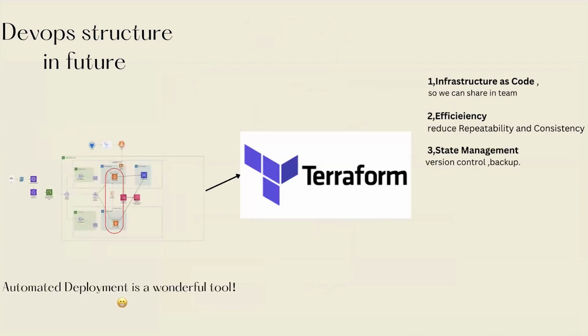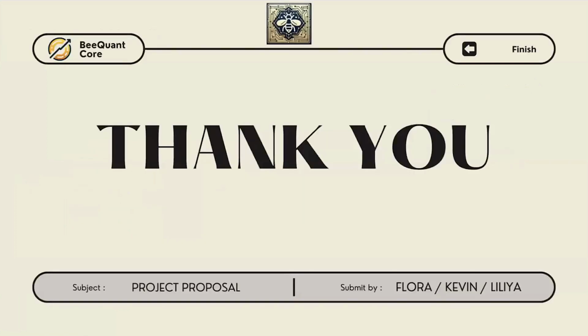And after all AWS jobs, we would deploy all AWS infrastructure as code in Terraform, which can help us to share the code in our team, which can also reduce repetition and improve consistency to increase efficiency here. And it can also do state management. Terraform can also do version control and backup to help us increase our work efficiency. And that's all. Thank you very much.